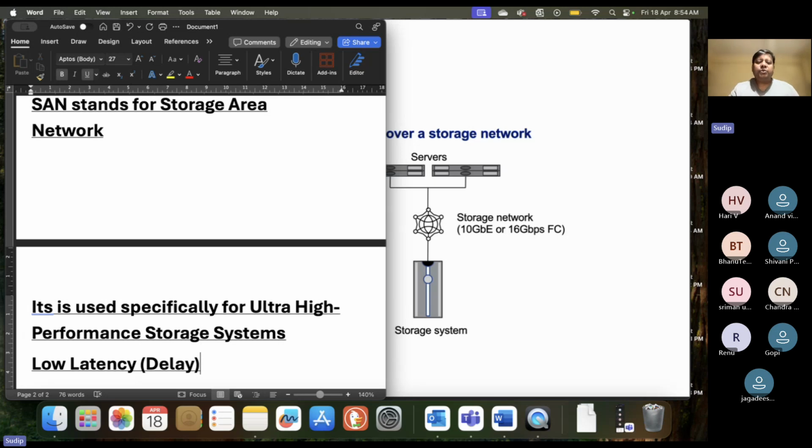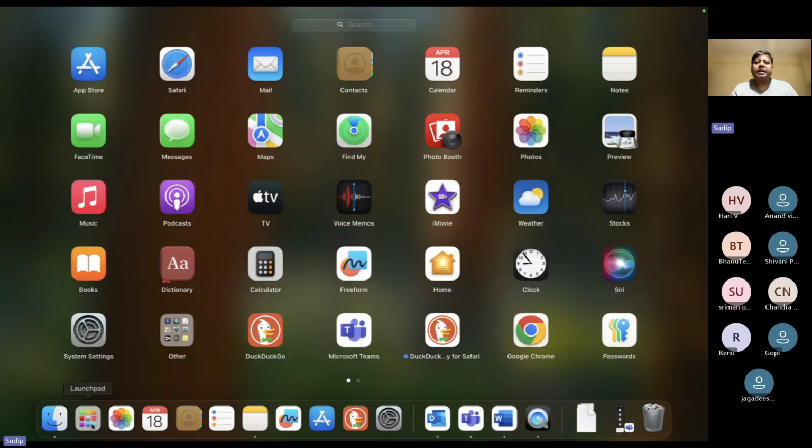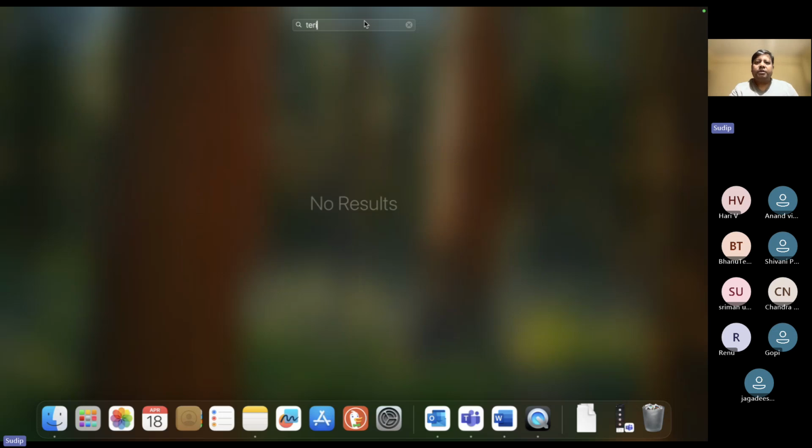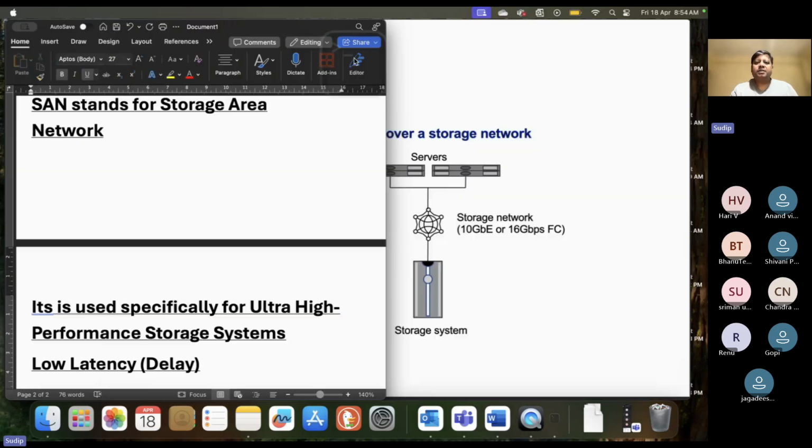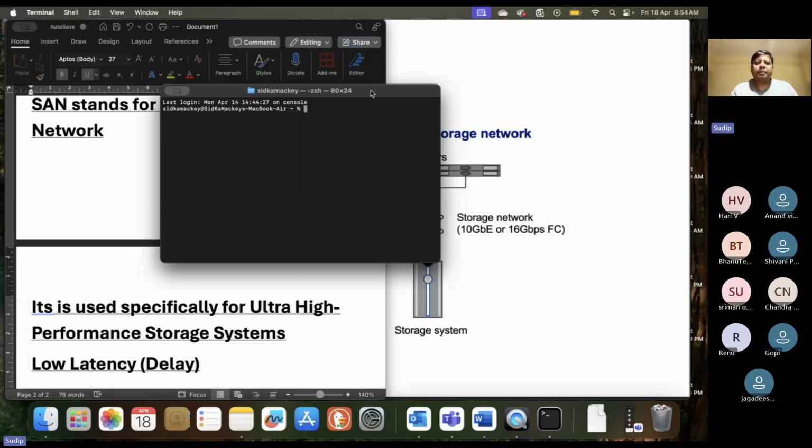Let me explain by giving a practical example, and you can also do this while you're following. You can open up your command prompt.